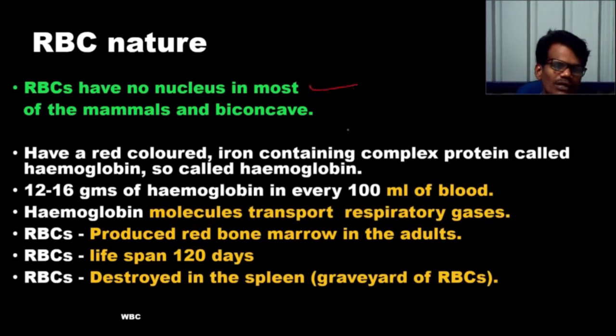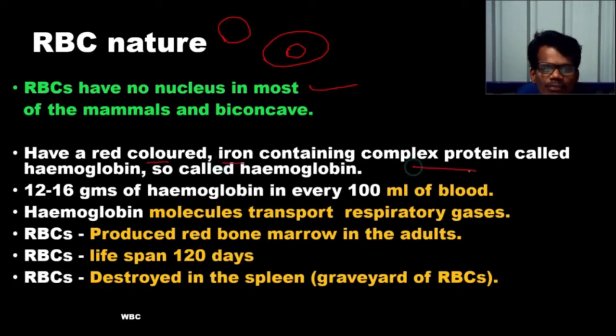RBCs have no nucleus in most mammals and they are biconcave in shape. But in some animals like camel and frog, the RBCs are provided with a nucleus and the shape of the cell is ovoid, whereas in other mammals RBCs are circular in shape. These RBCs are normally red in color. They contain iron and a complex protein called hemoglobin. So combinedly we call it RBC or hemoglobin.